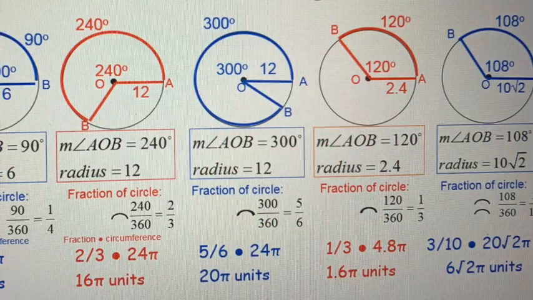This last one is not as tricky as what it seems. 108 divided by 360 is 3/10. I double my 10 times the square root of 2. Well, that means I just multiply 10 times 2. So I get 20 times the square root of 2 times pi, times 3/10, is equal to 6 times the square root of 2 pi units.